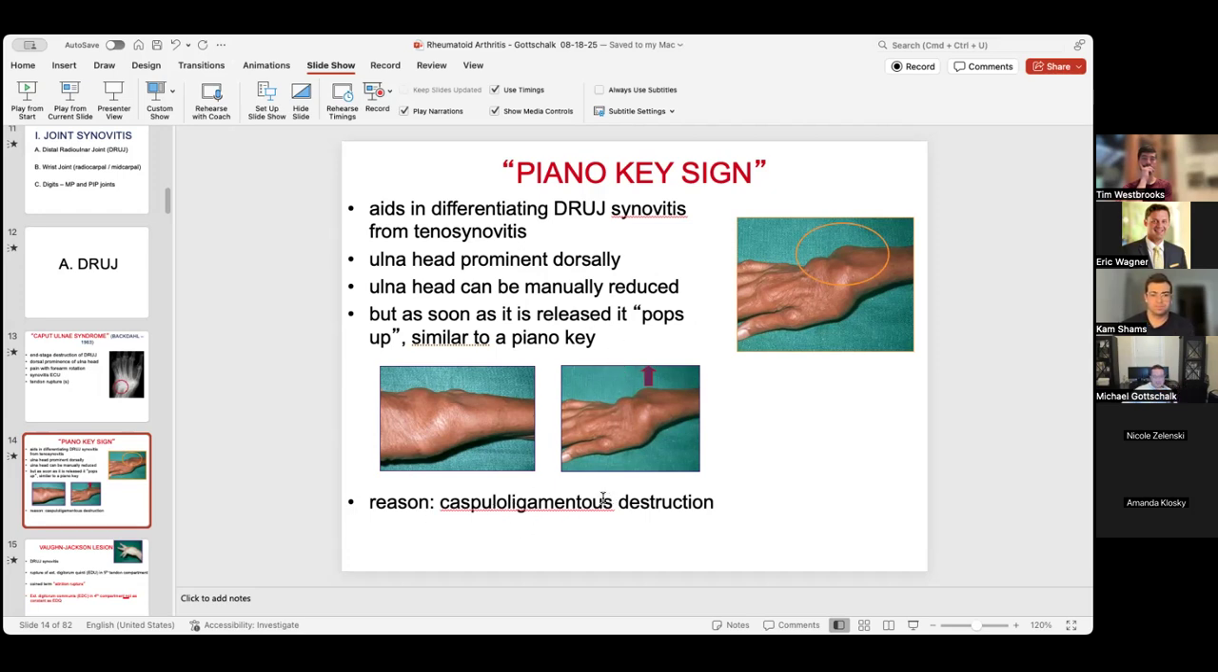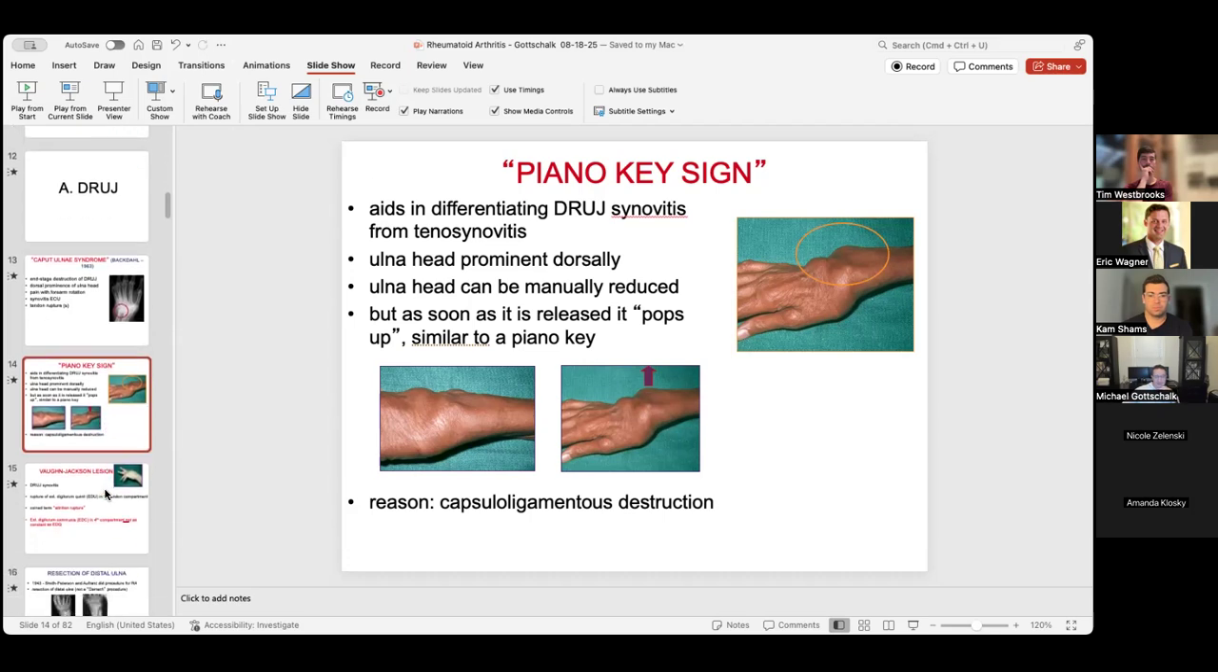And the reason for this is often from capsuloligamentous issues. So capsuloligamentous destruction of both the volar and dorsal components of the DRUJ, which is often the radioulnar volar and dorsal ligaments. It doesn't necessarily have to be one or the other. Sometimes it's both, but it can be one or the other as well. And this can cause issues.